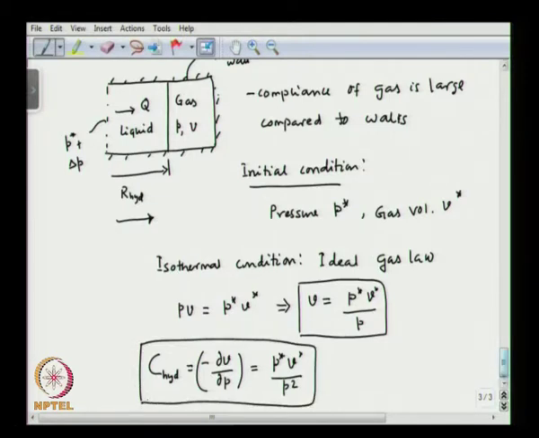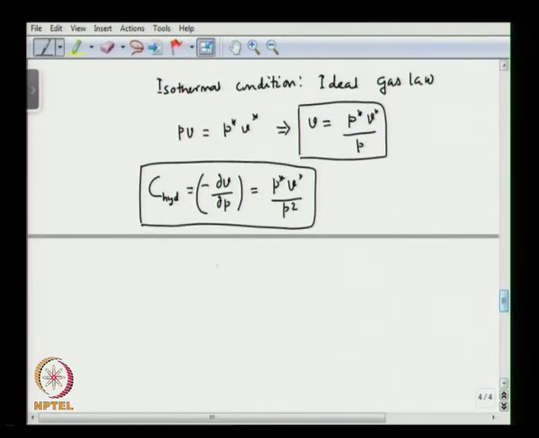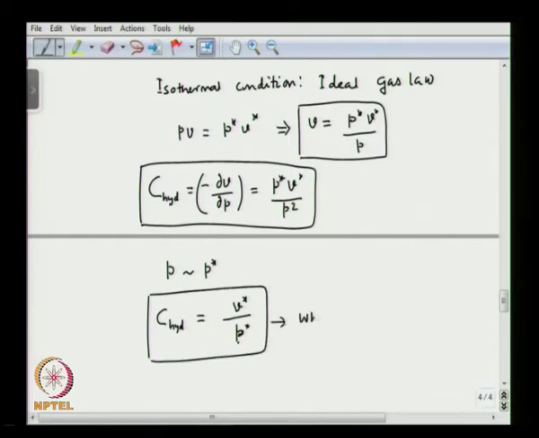Now if the change in the pressure is negligible, that means let us say P is not very different from P star, we can say the hydraulic capacitance will be V star over P star, okay, V star over P star, and this is when the pressure change is negligible.